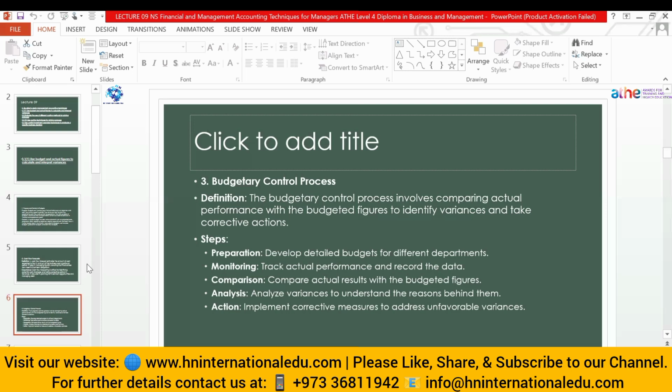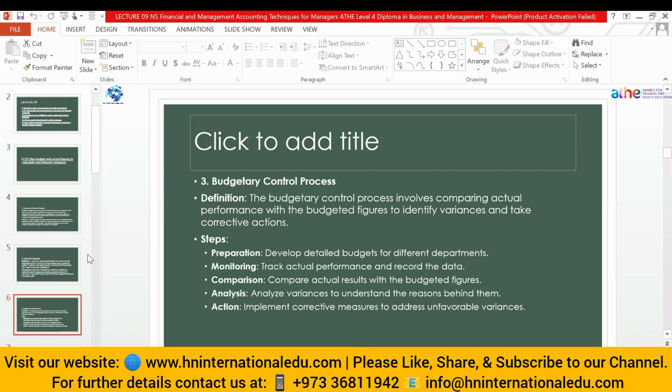Monitoring. Track the actual performance and record the data. What is actually happening? We have already decided in the budgetary plan and the budgeted figures that we will try to achieve within this amount or within this limit. But what actually we are doing, we need to see that through the monitoring process. Comparison, compare the actual results with the budgeted figure. So what we are doing in reality, comparing it with the estimated amounts.